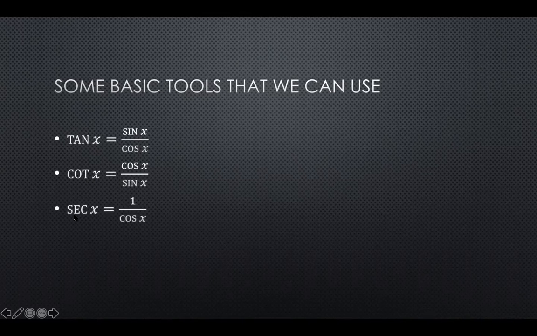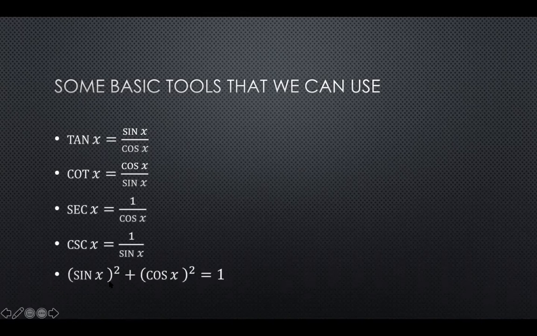In order for us to work our way to the other side of the equation, there are some tools that we can use. First of all, there's an identity that involves tangent: tangent is sine over cosine. There is another function, cotangent, that is cosine over sine. Secant is 1 over cosine, and cosecant is 1 over sine. These are the trig identities that involve fractions. And there's another one, the Pythagorean identity, which says sine square plus cosine square is equal to 1.